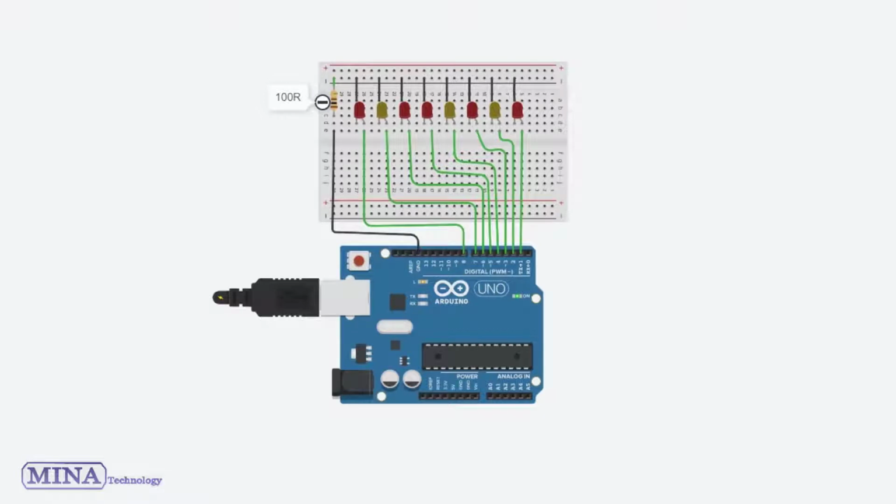The circuit diagram is very simple. The LEDs are sequentially connected to pins 1, 2, 3, 4, 5, 6, 7 and 8. Here we use a 100 ohm resistor to limit the LED forward current.